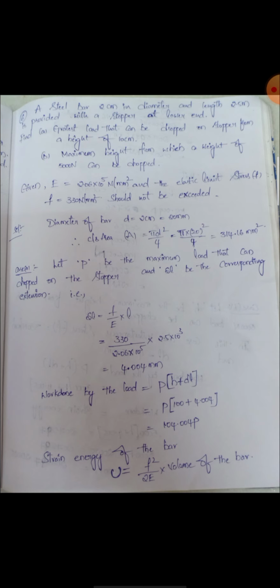Coming to the solution: diameter of the bar D equal to 2 centimeters, that equals 20 mm. By knowing the diameter of the bar we can find the cross sectional area. Therefore cross sectional area A equal to pi d square by 4, that equals pi into 20 whole square divided by 4, that equals 314.16 mm square. So that is the cross sectional area. So case A, nothing but case 1.